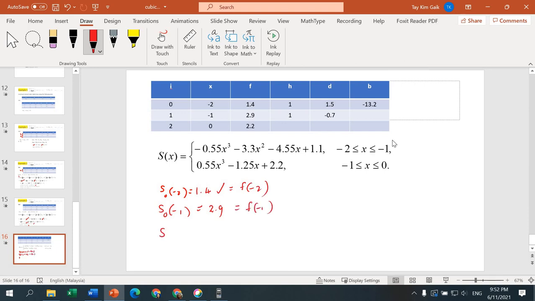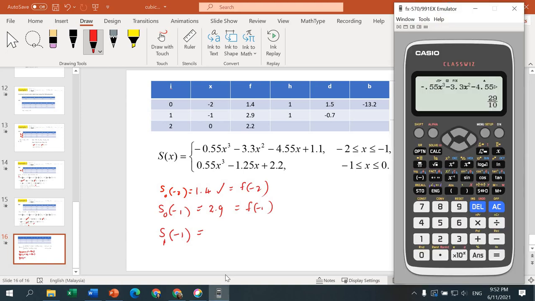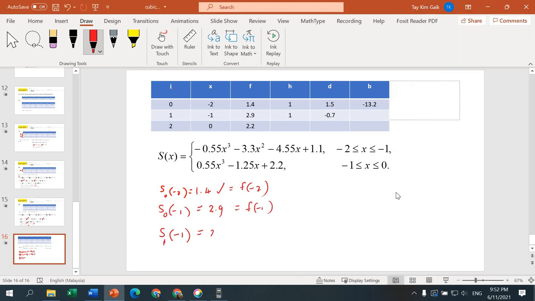Then from S1, you key in S1. X is negative 1. So get 0.9. Oh, I keyed in the wrong function. Okay, and then S1 at 0, I get 2.2, which is equal to F2.